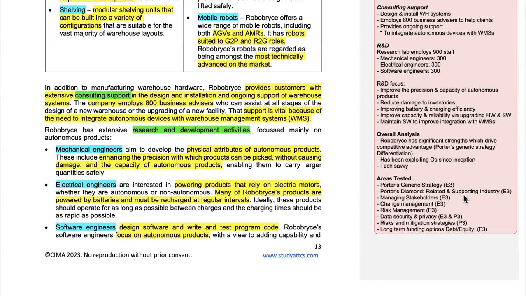Porter's diamond, because we have to be conversant with the related and supporting industries. So this company cannot work in isolation. Instead, it needs to rely on different types of connected companies. So, the quality of what we produce is reliant upon the type of components as well as material which we get from our suppliers in order to manufacture these devices.